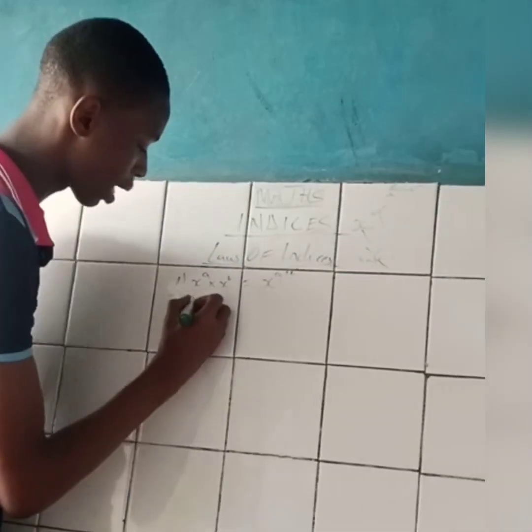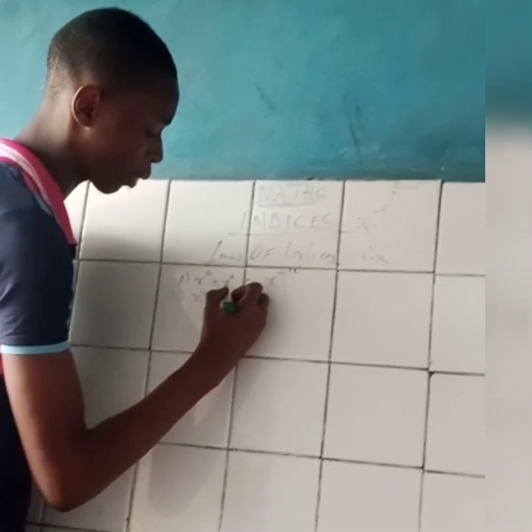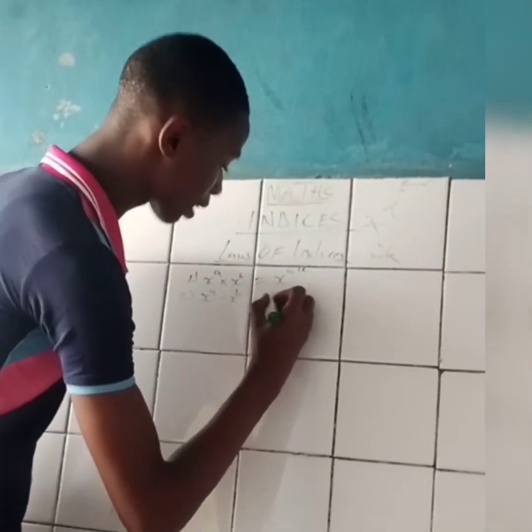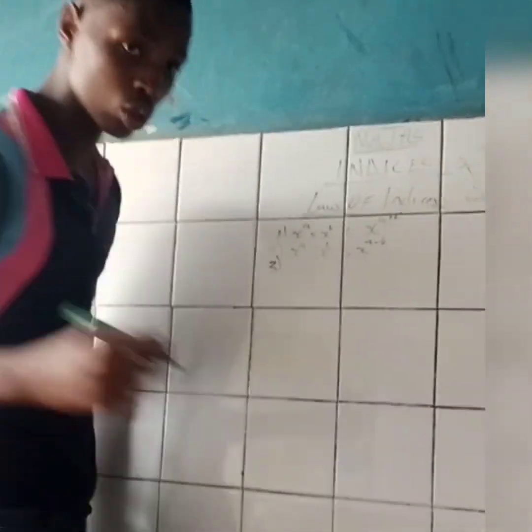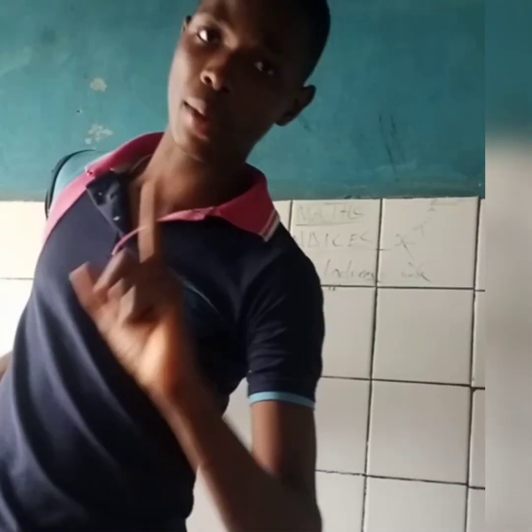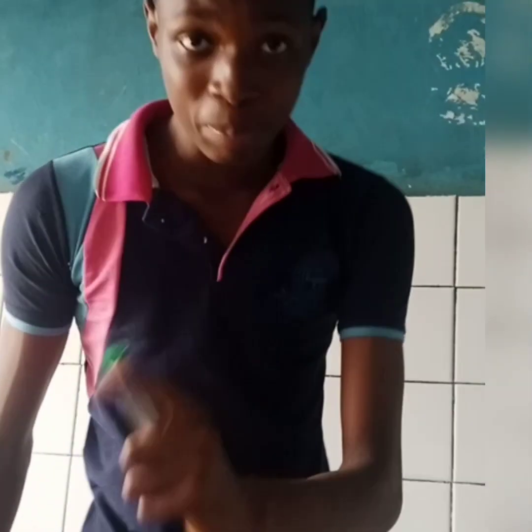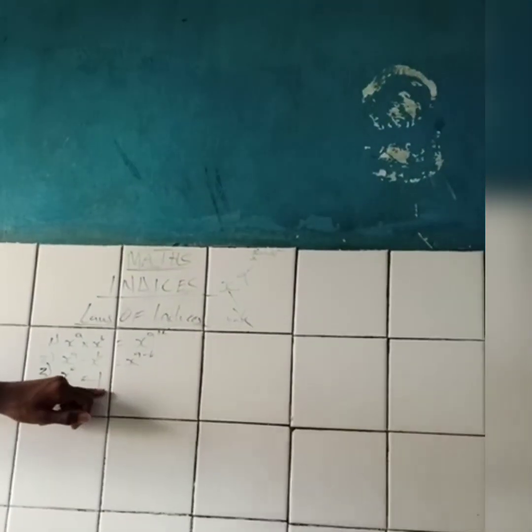Let's look at our second law of indices, that is x raised to power a divided by x raised to power b is equal to x raised to power a minus b. The first law, if it's times, you are going to add the power. If it's divide, you are going to minus the power. Our third law is x raised to power 0 is equal to 1. Anything raised to power 0, whether a letter or a figure, is equal to 1. One million raised to power 0 is equal to 1.